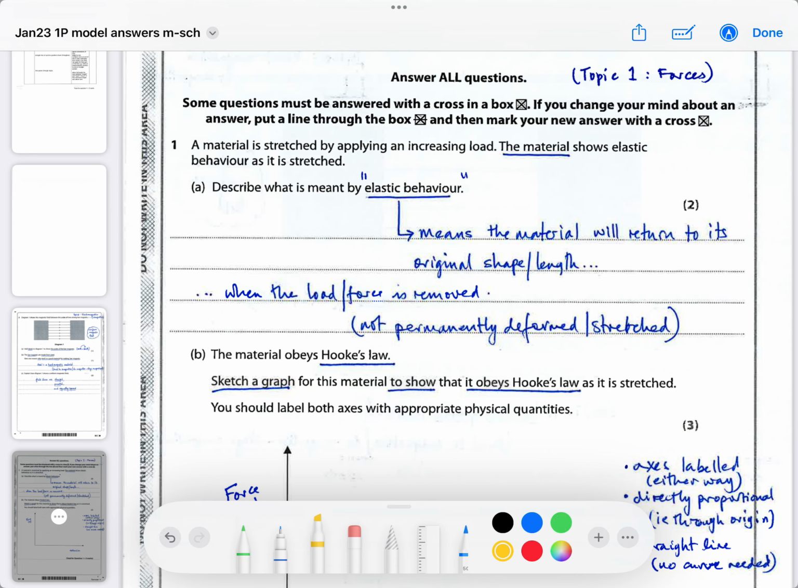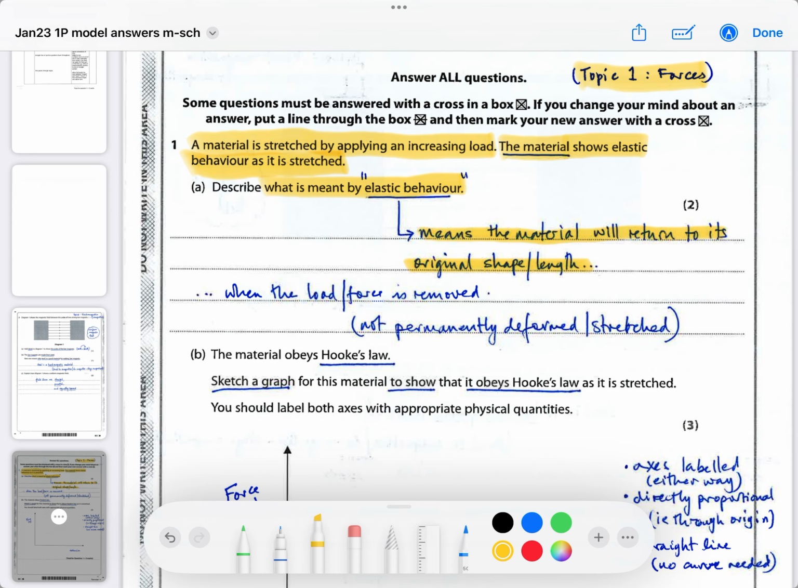Okay, so the question is on forces. It says a material is stretched by applying an increasing load. Load means force. The material shows elastic behavior as it is stretched. You've got to describe what is meant by elastic behavior. So elastic behavior means that the material will return to its original length or shape. You can't use any other terms other than those 2.